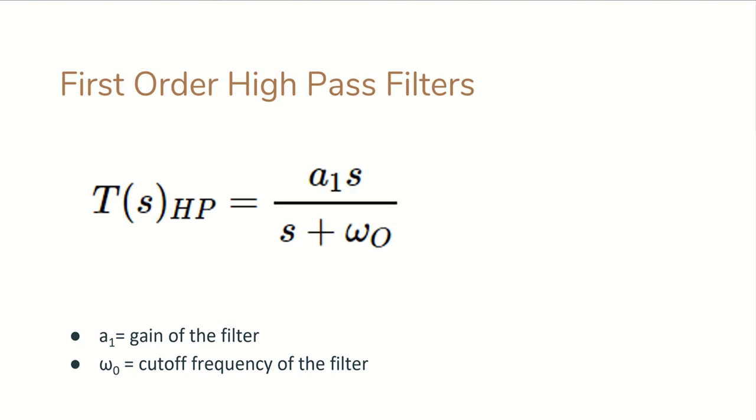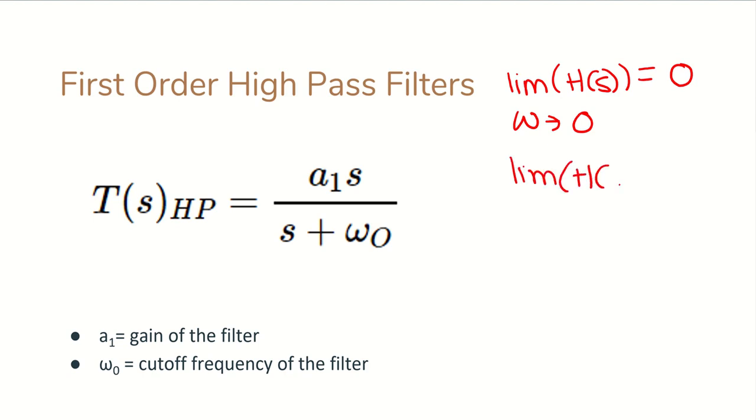So the transfer function is A1 S over S plus omega naught. A1 is the gain of the filter, and for a passive filter, A1 would equal 1. And omega naught is the cutoff frequency again. If you take the limit of this transfer function as omega approaches 0, your transfer function will equal 0. And the limit of your transfer function as omega approaches infinity is 1.